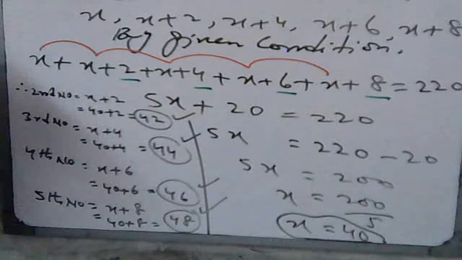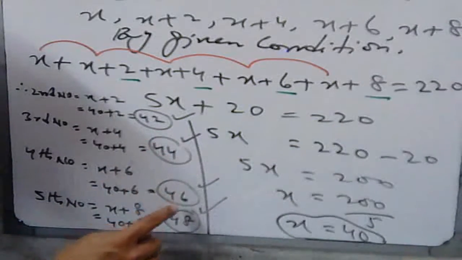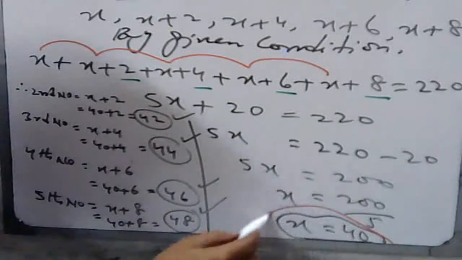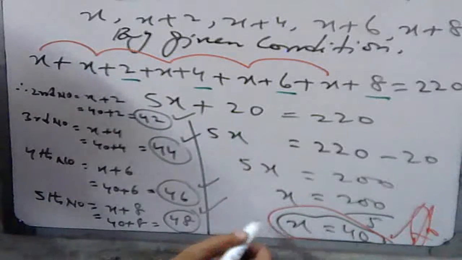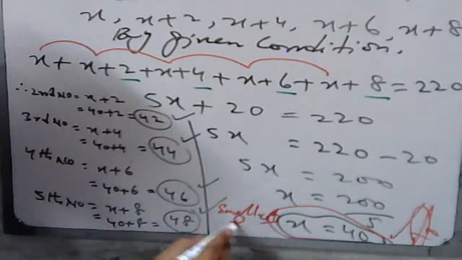So in this situation we have to find the smallest one. So which one is smallest? The first one is the smallest: 40, 42, 44, 46, 48. So the smallest one is your required result, because it is the smallest even number.